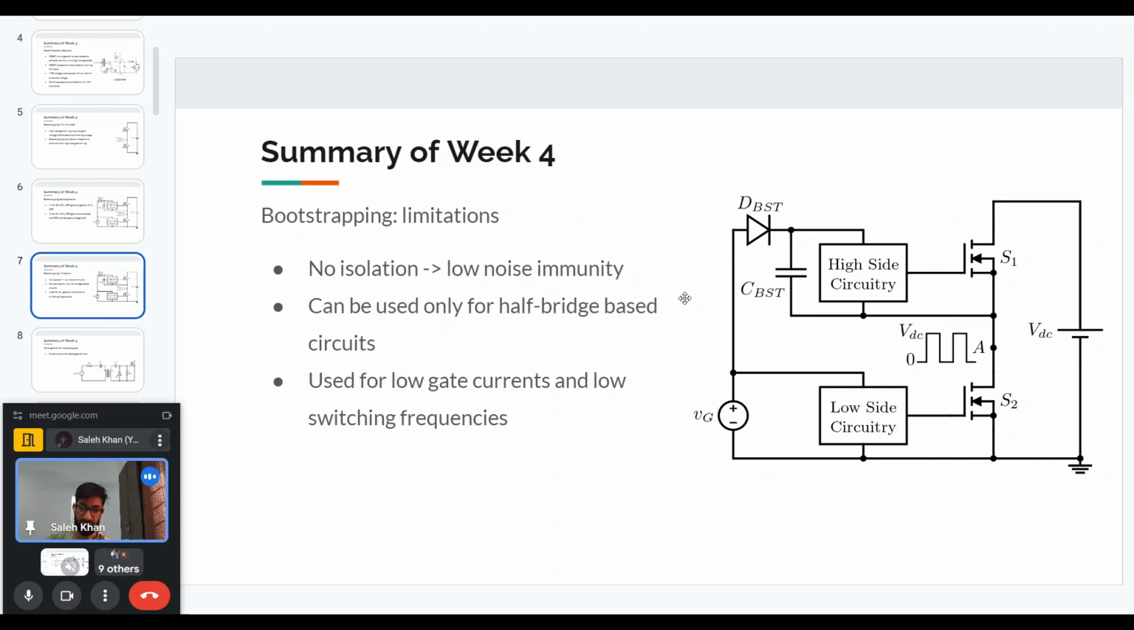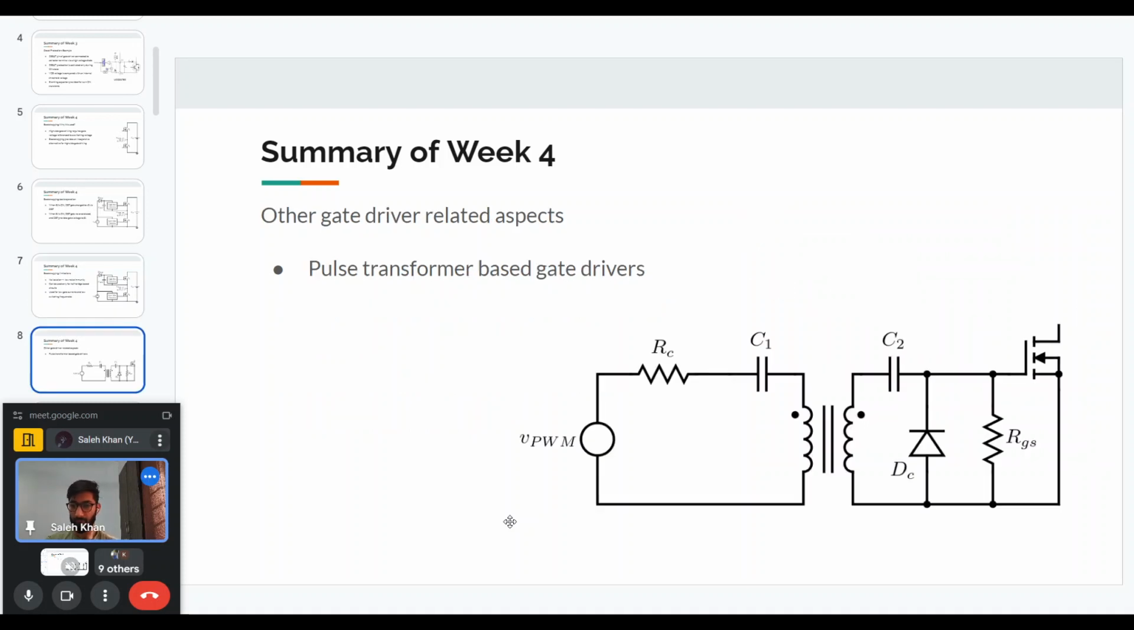And in those cases, we have to use some other gate driving circuitry, like the isolated DC-DC converter that we saw. So that was about the bootstrapping gate driving method. Next, we can quickly talk about some other gate driver related aspects.